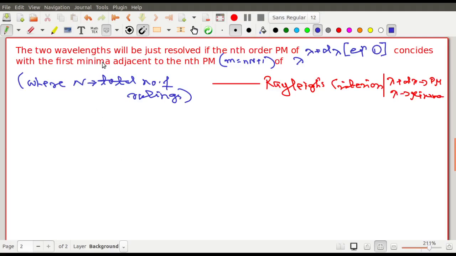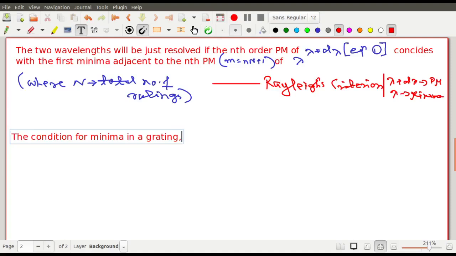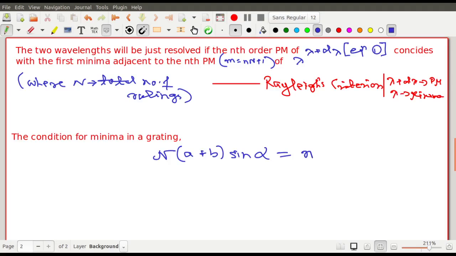আচ্ছা এবার কন্ডিশনটা লেখো, the condition for minima in a grating. What is the condition for minima in a grating? এই grating এ minima condition বলো, কি condition ছিল করে দিয়েছি, মনে করে দেখো, N of a plus b sin alpha that was equals to some m lambda. This is for wavelength lambda and in a direction of alpha.